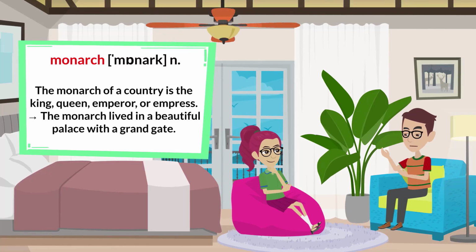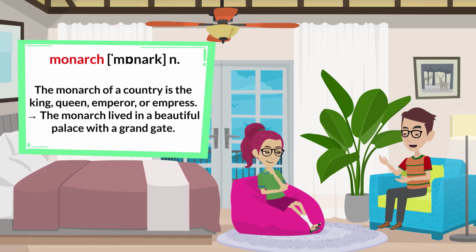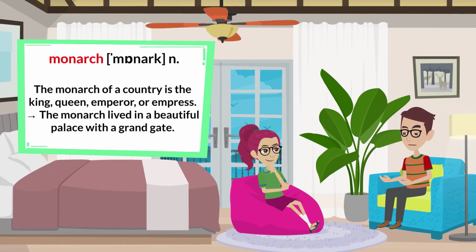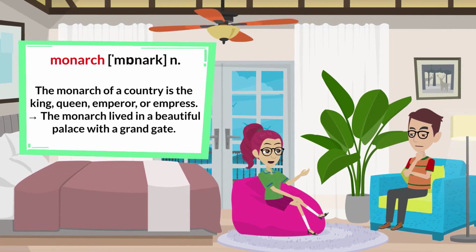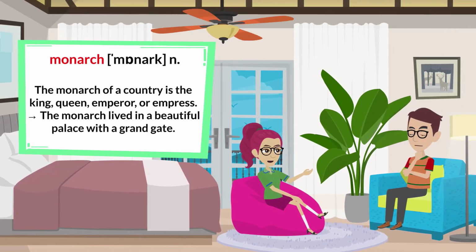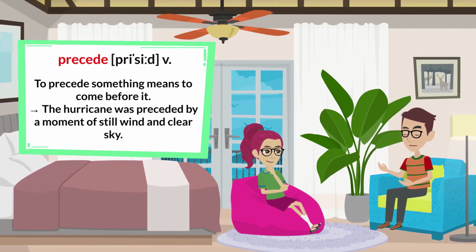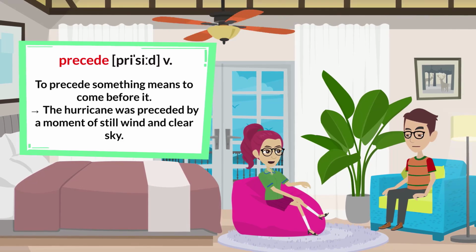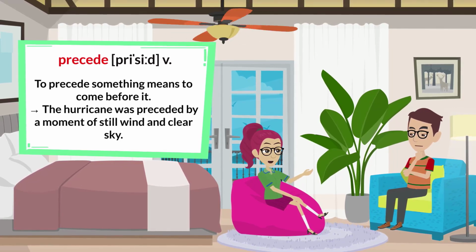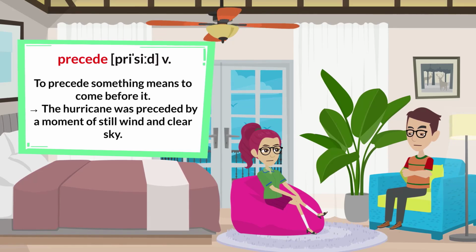Monarch. The monarch of a country is the king, queen, emperor, or empress. The monarch lived in a beautiful palace with a grand gate. Precede. To precede something means to come before it. The hurricane was preceded by a moment of still wind and clear sky.